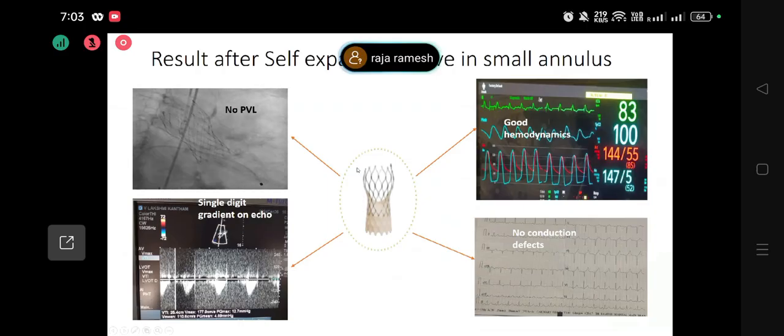What are our requirements after a TAVI procedure? There should be no paravalvular leak, and there is no paravalvular leak in the post-procedure aortogram. There should be good hemodynamics, so there is no gradient, absolutely a single digit gradient. And there are no conduction defects. There is no requirement of a pacemaker.